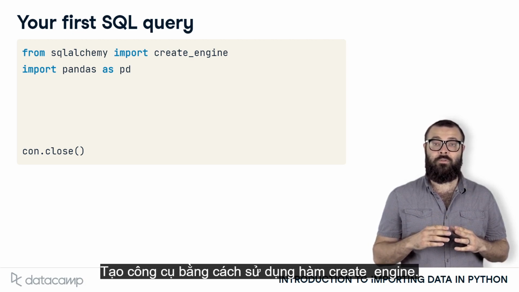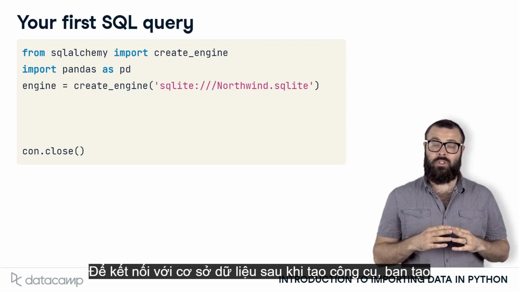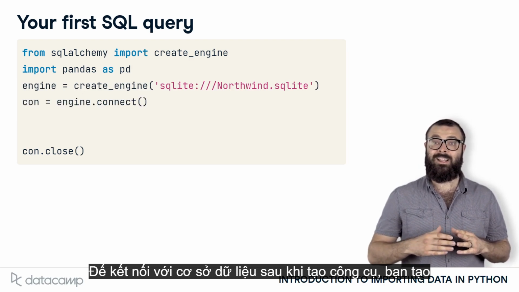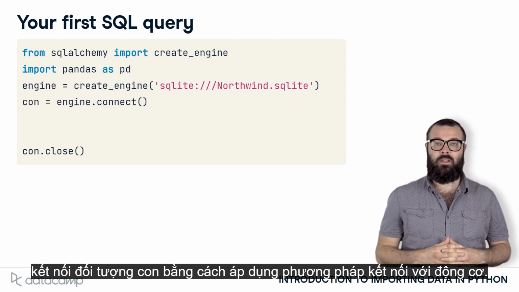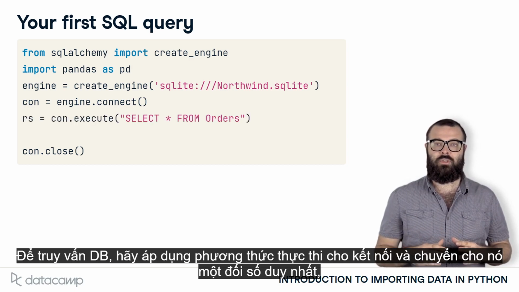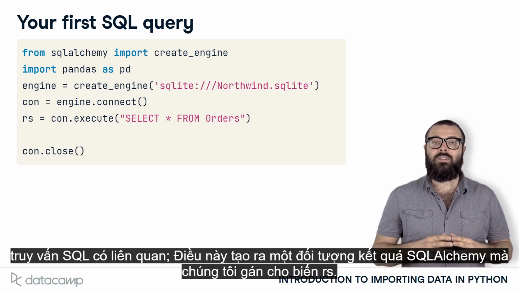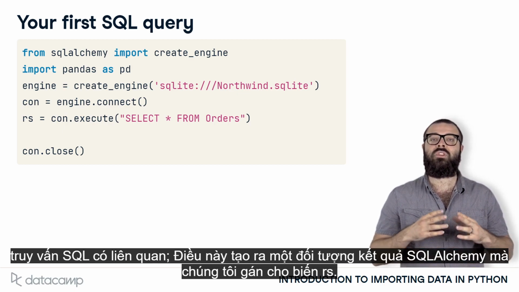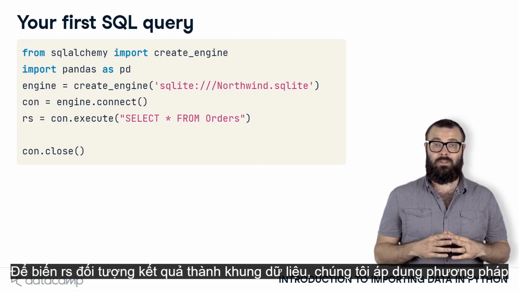Create the engine using the function create_engine. To connect to the database after creating the engine, you create a connection object con by applying the method connect to the engine. To query the database, apply the method execute to the connection con and pass it a single argument, the relevant SQL query. This creates a SQLAlchemy results object, which we assign to the variable rs.